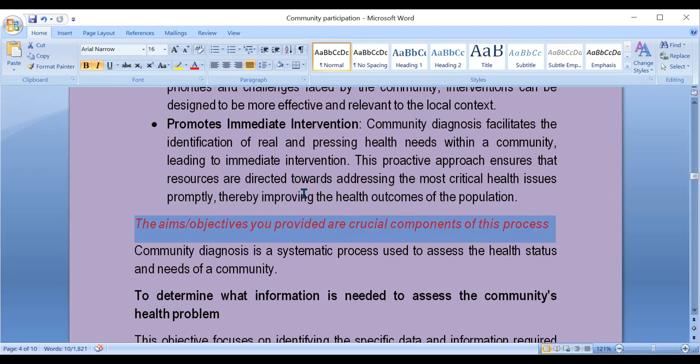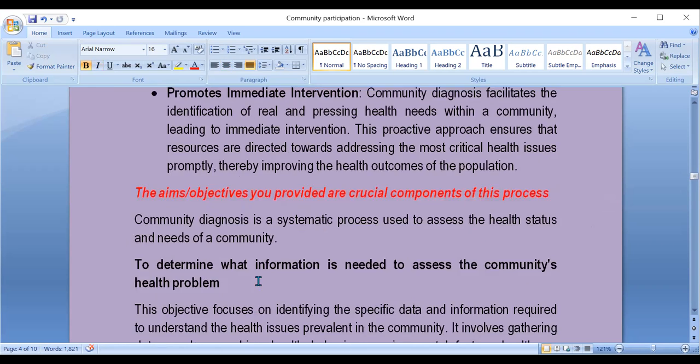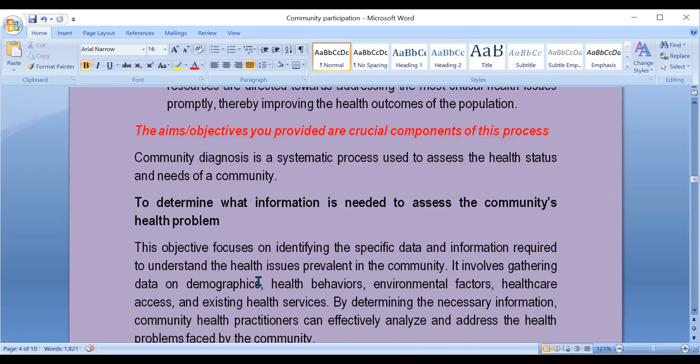What are the aims and objectives of community diagnosis? Remember, community diagnosis is a systematic process or approach, like in clinical diagnosis. So it is in a stepwise fashion, and you deal with lots of data.